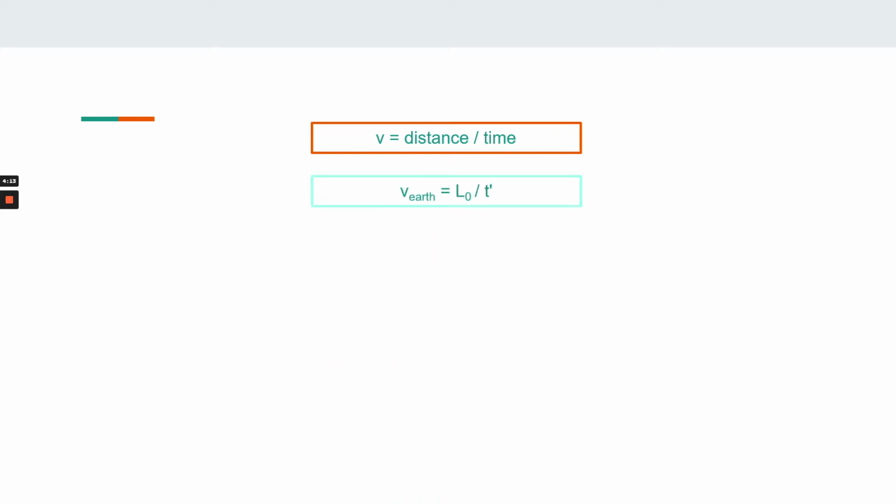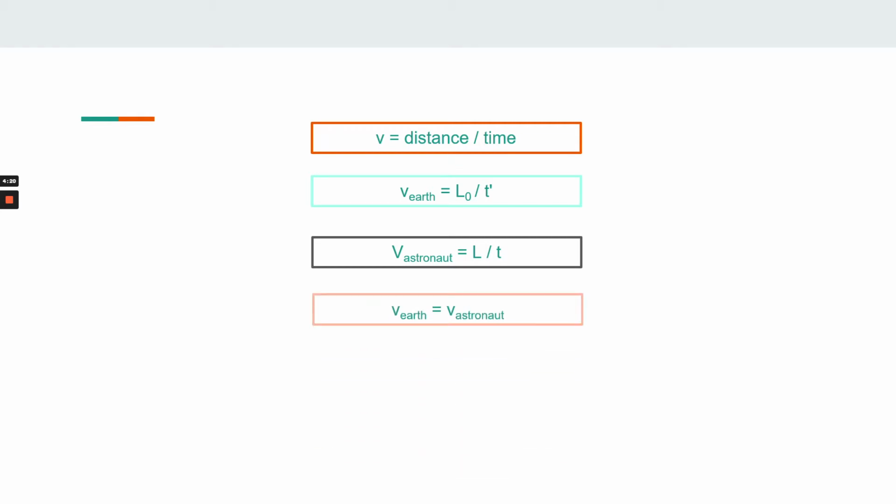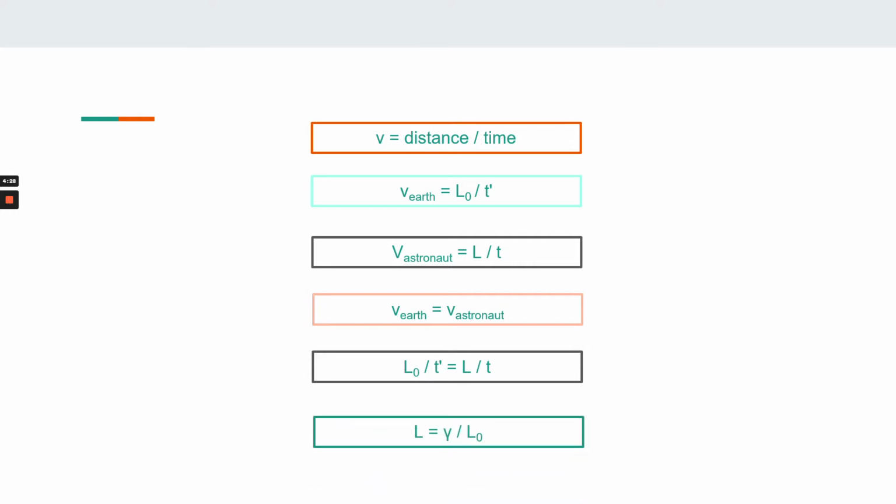We can use Lorentz's factor to derive an expression for contracted length. Note that we'll use the same notation of t and t prime as in time dilation. So we know velocity equals distance over time, and the velocity relative to Earth is the proper length over t prime. The velocity relative to the astronaut is contracted length over t. These velocities equal each other, so proper length over t prime equals contracted length over t. Since we know from time dilation that t prime equals gamma t, we find that our expression for contracted length will equal the proper length over gamma.